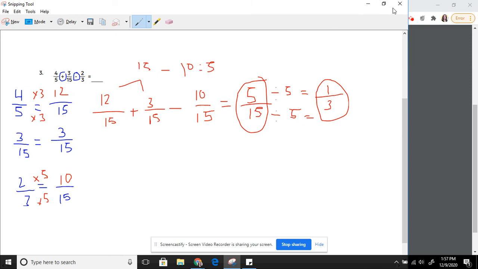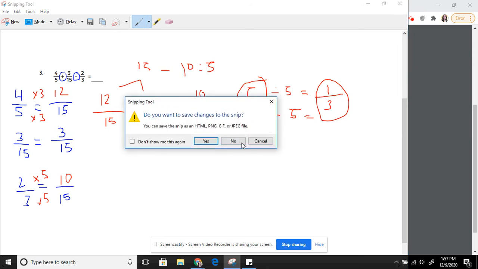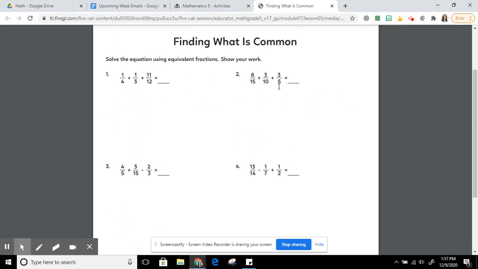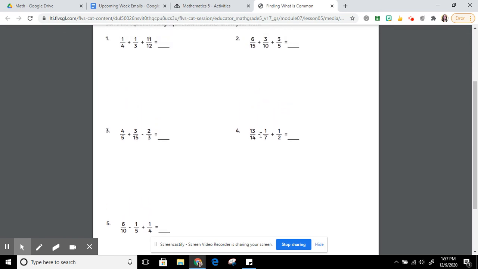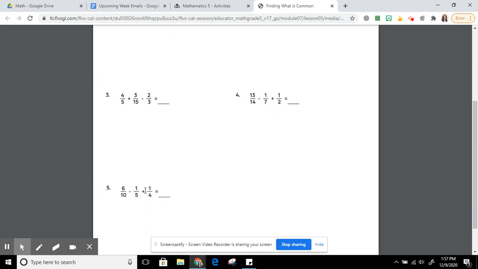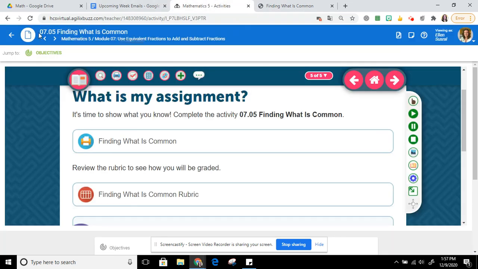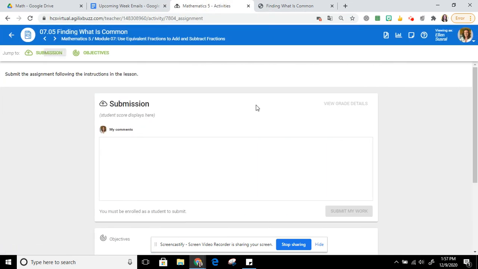So I did number 1 and number 3 for you. That leaves you with doing 2, 4, and 5. And just make a note, number 4, you're subtracting, then adding. And number 5, you're subtracting, then adding. All right, when you're done, you're going to go to the next activity tab and you'll submit your work by clicking on that blue plus button.